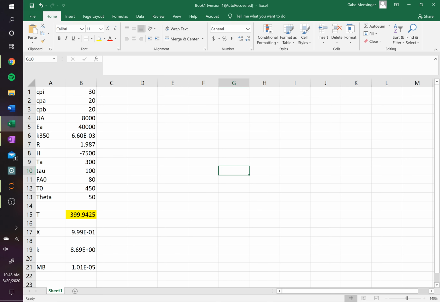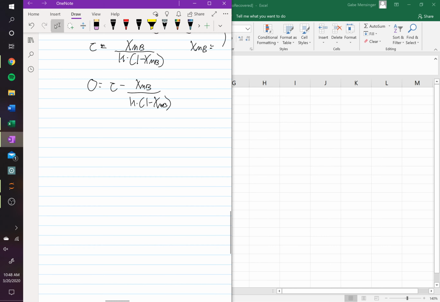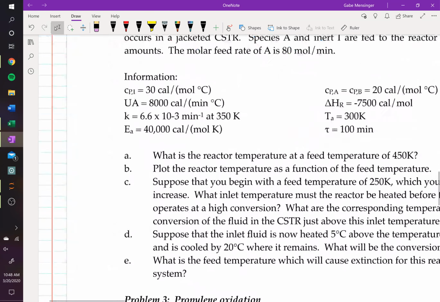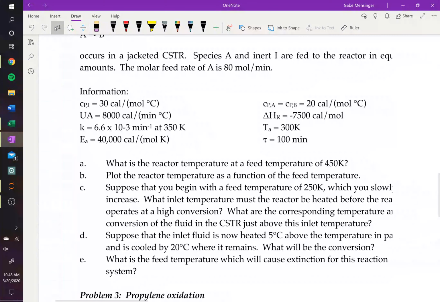Okay, so that was part A. On to part B. So part B, plot the reactor temperature as a function of the feed temperature. So part B is essentially just asking us to redo what we just did at different temperatures.